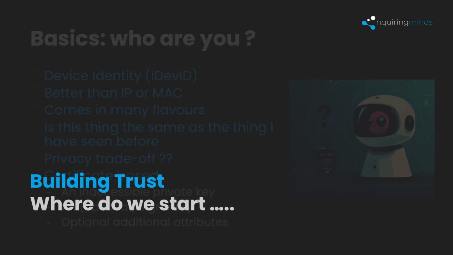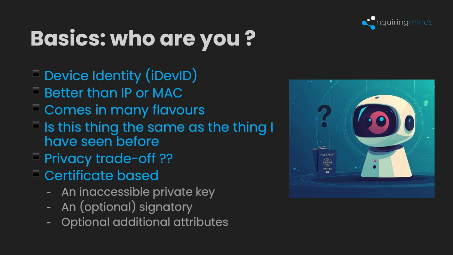So, building trust. Where do we start? Well, I've already said IP and MAC addresses aren't great, so what do we use? Device identities, strong certificates, are obviously a very, very good contender. Now, they come in lots of different flavors. In the NIST work, we've looked at a lot of IDevIDs, which is essentially an IEEE standard, but I think other things like Matter use subtly different variations of device identity.